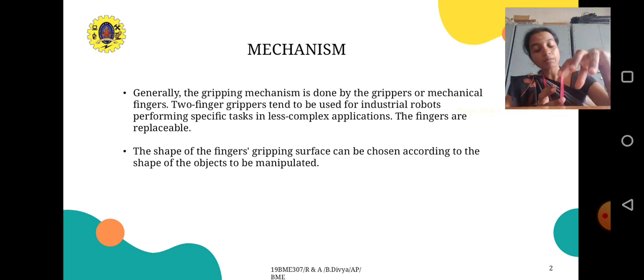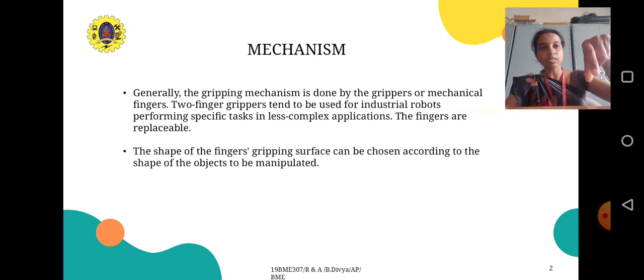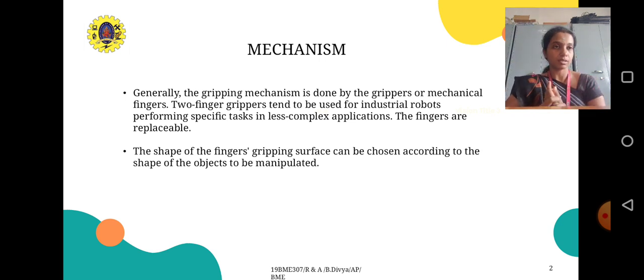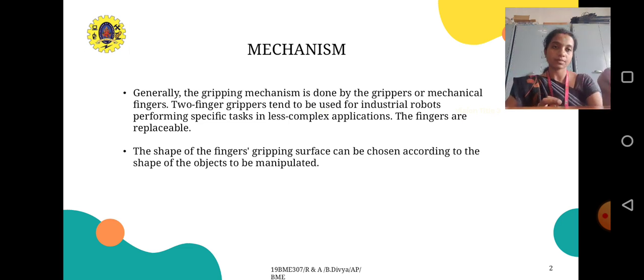We can see that in very many places we will have only two fingers. We just grip in these two fingers, and place it into another part. These fingers are replaceable. Once the fingers are damaged, they can be replaced. The shape of the fingers, that is the gripping surface, can be chosen according to the shape of the object to be manipulated.